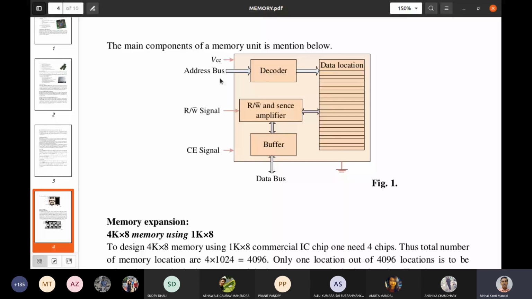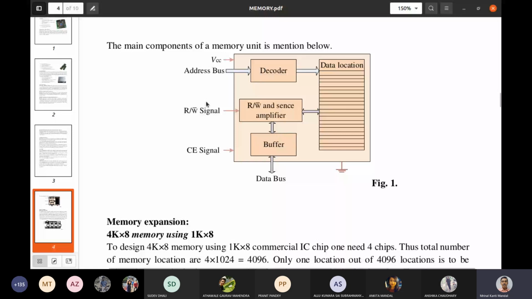So the data bus is bidirectional. This data bus is bidirectional. It can be used for writing or reading. But you see, the address bus is unidirectional. The address bus is unidirectional. It will determine the particular location in the memory. So it is unidirectional. Right. So these are the basic components present in the memory circuit.